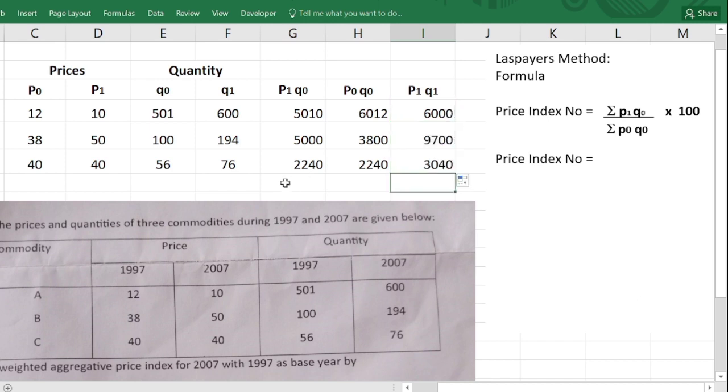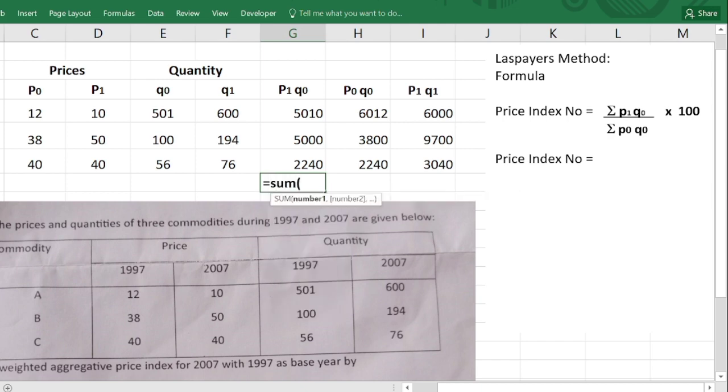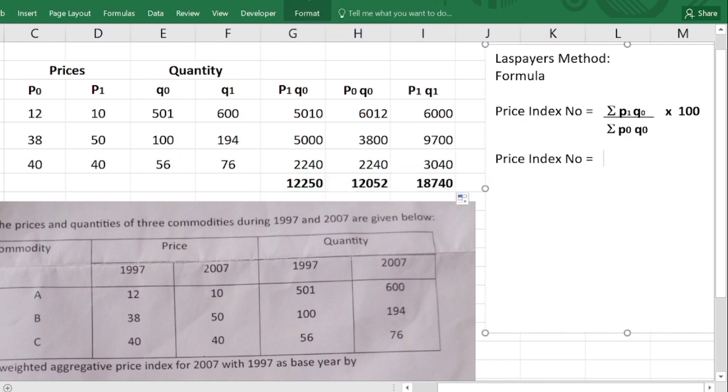As you know, we require the total of these columns, so we apply the sum formula and calculate the total of these columns. First of all, we press equal. After that we write sum, bracket open, select all values of this column and close the bracket. After that we press enter. So we calculate the total of the P1 Q0 column. After that we drag forward this metric and find the total for each column. After that we put these values in the formula and find the price index number by using Laspeyres formula.